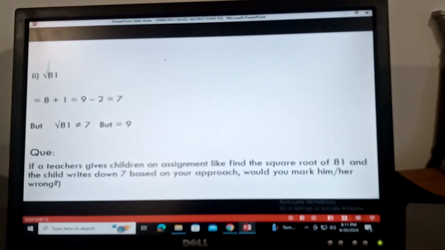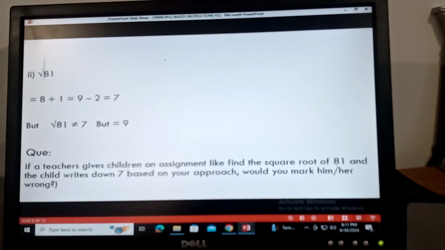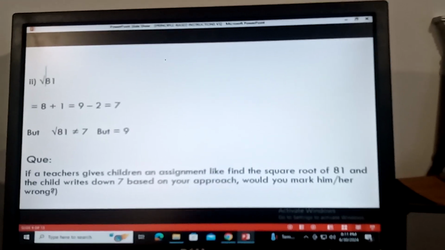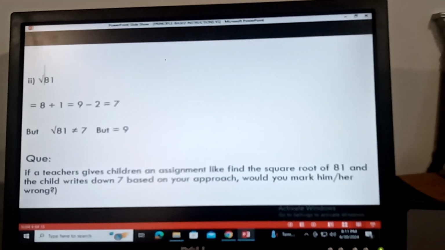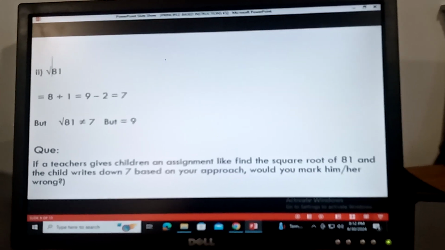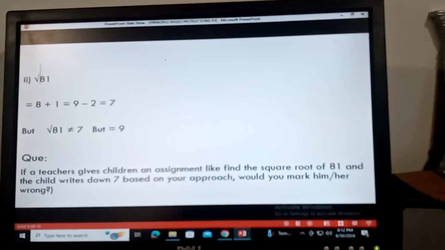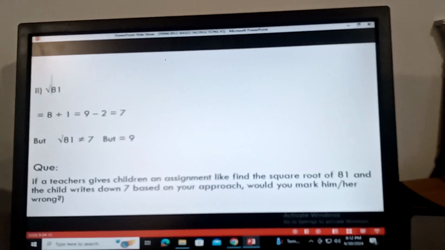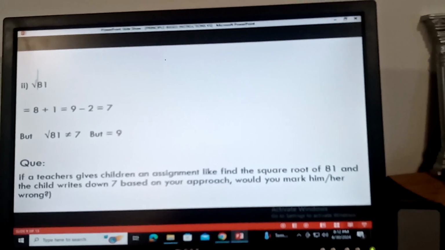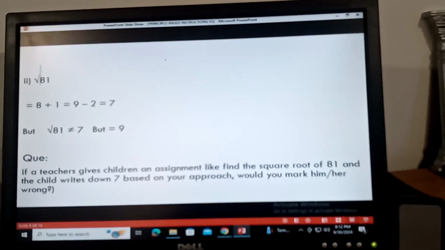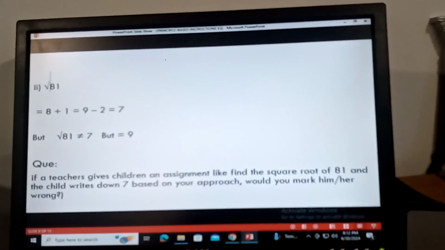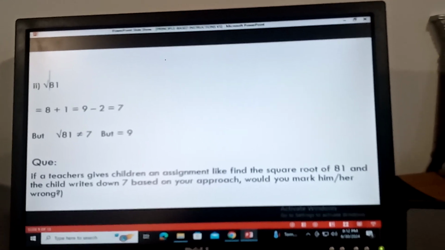Now, the concern here is, if a teacher gives the children an assignment like find the square root of 81, and the child writes down 7 based on his approach, would he mark the child wrong or not? Because the child is using his approach. Just add the digits and subtract the sum by 2, and your result will give you the square root of that.